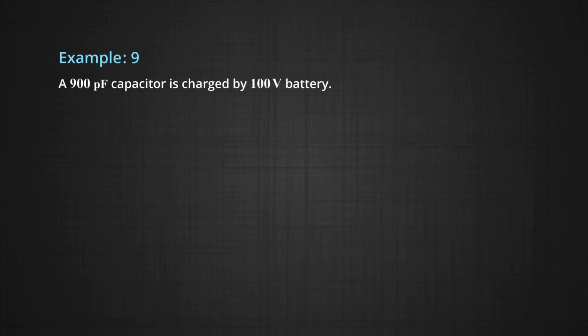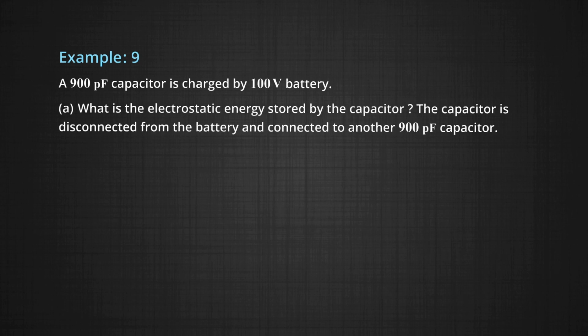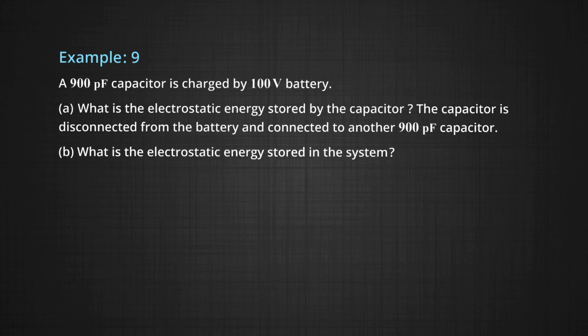Now the example 9. A 900 picofarad capacitor is charged by a 100 volt battery. Now the part A, what is the electrostatic energy stored by the capacitor? The capacitor is disconnected from the battery and connected to another 900 picofarad capacitor. Now what is the electrostatic energy stored in the system?